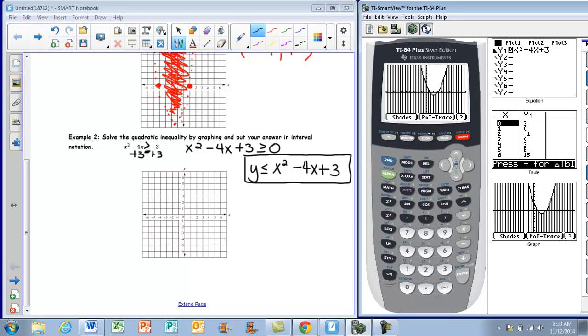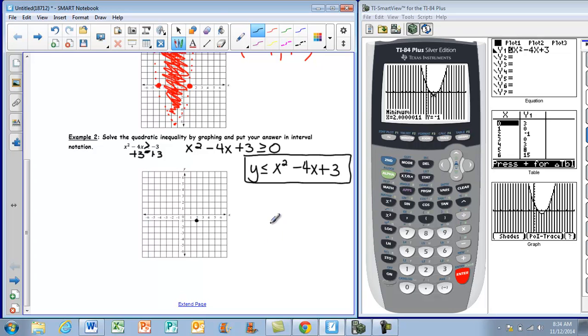Now if I go to my graph, this is going to be one of those or statements, because if you take a look, all of our shading is going to be on the outside. So first thing I need to do is calculate my minimum. If I go to second, calculate minimum. Again, you want to be on the left side of it, and then move the cursor over to the right side. So here, my minimum is at 2, -1. So that'll be my point there.